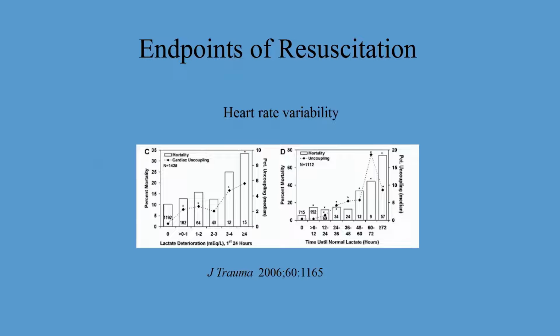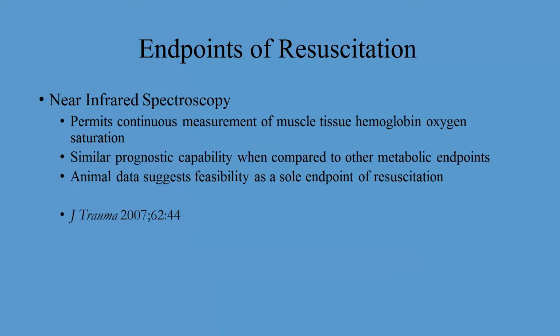Other things that have been used, looking at heart rate variability, and I won't spend a lot of time on this, but there's a growing body of literature looking at both acute and chronic problems that relate heart rate variability to all sorts of different physiologic processes. So that's something that potentially in the future we'll see more about with ICU care. Other things that are growing in popularity are near infrared spectroscopy, to basically look at local tissue beds to see how well they're perfusing.